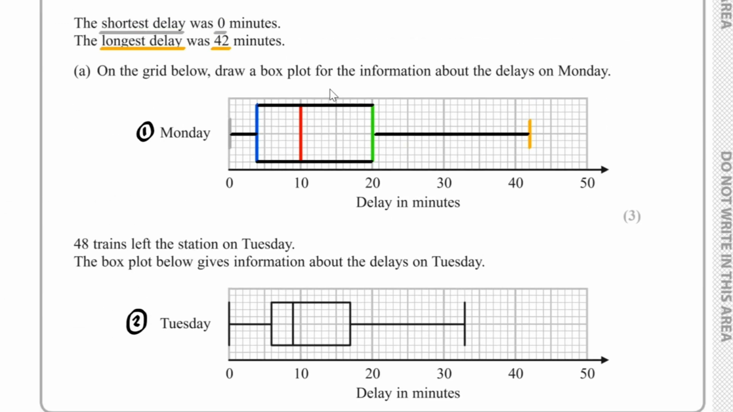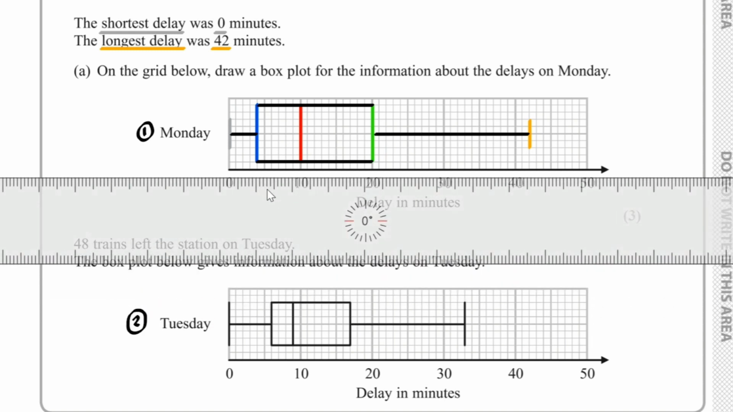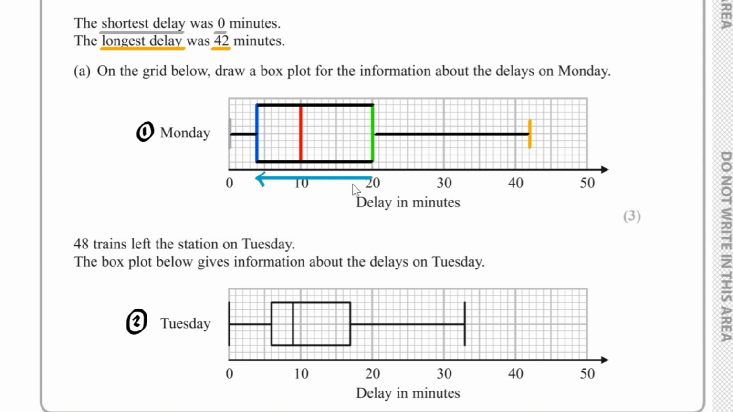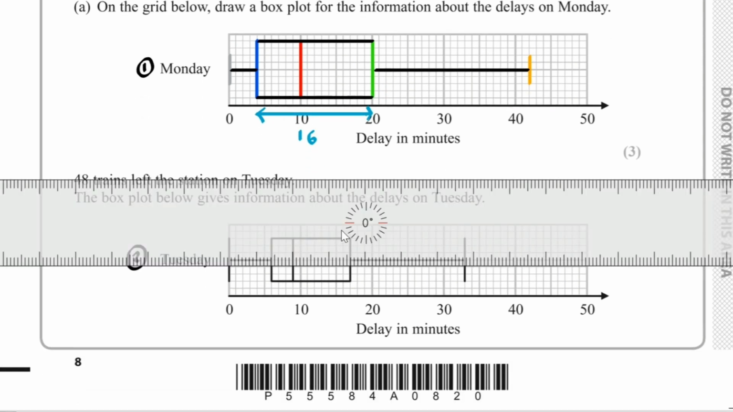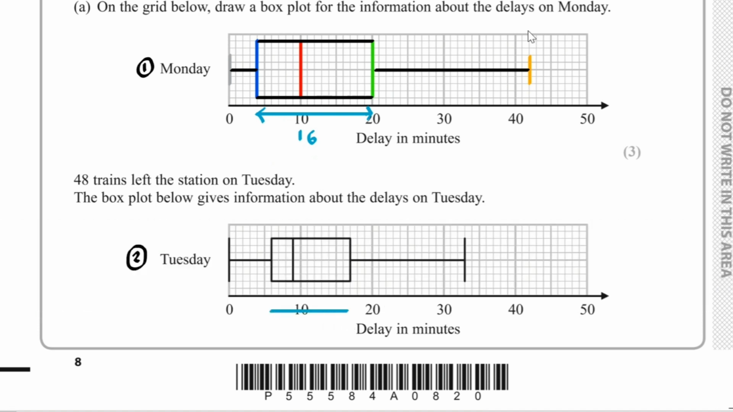And if I compare the interquartile ranges, well, what I can see from here is the interquartile range. I'm going from here to here, so I've got from 4 to 20, that's 16 for the interquartile range on Monday. And for Tuesday, the interquartile range, I'm going from 6 to 17, that is 11.